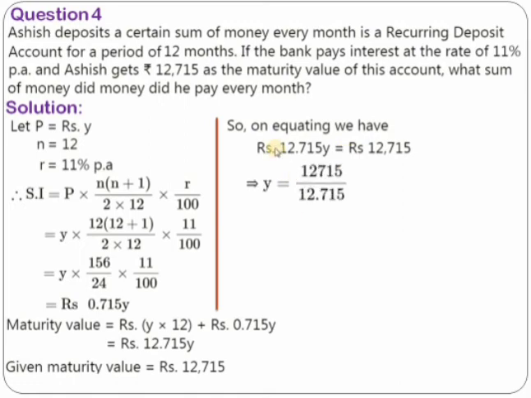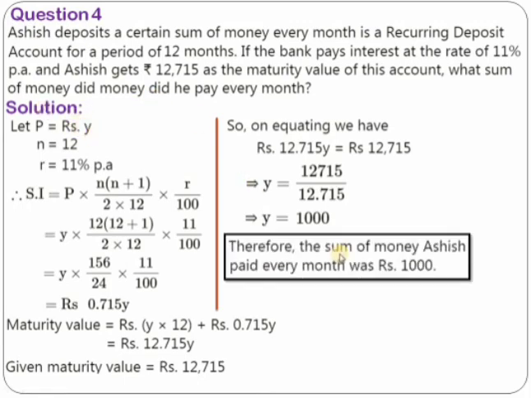So from here, you can remove the rupees. Y will be equal to, so this term goes to the denominator, right? So this becomes this much. Now do the simplification. The value of Y turns out to be 1000. And in fact, what is Y? Y is my monthly installment, isn't it? That's what the question is asking. So that's why we say the sum of money Ashish paid every month was rupees 1000.